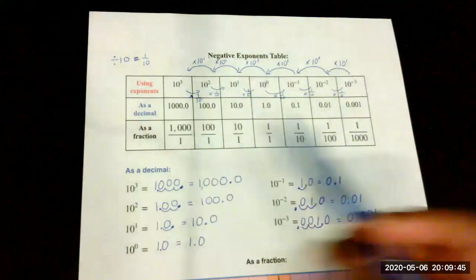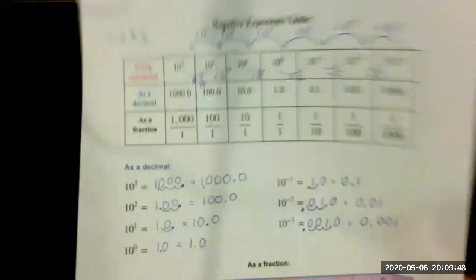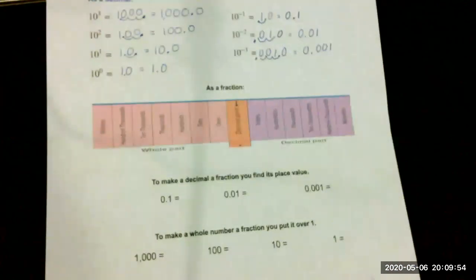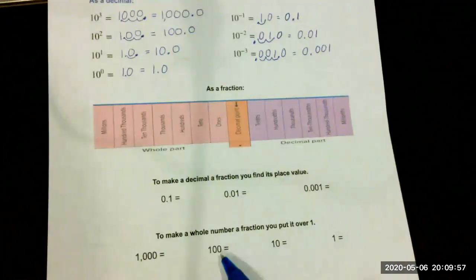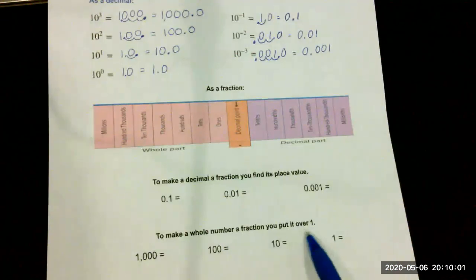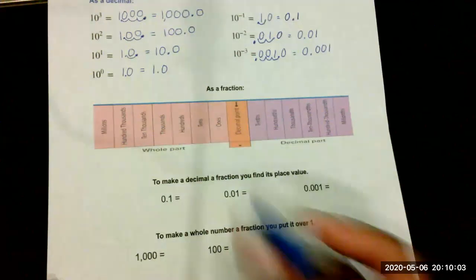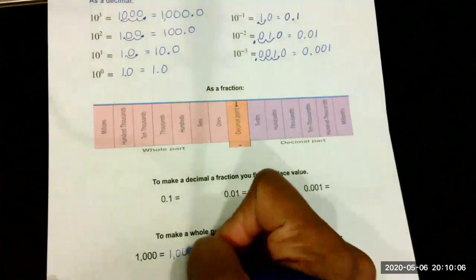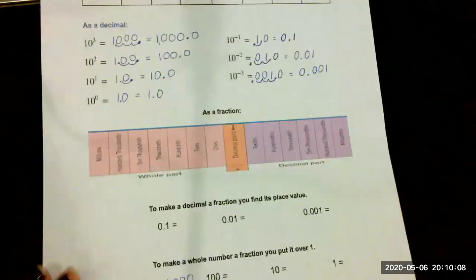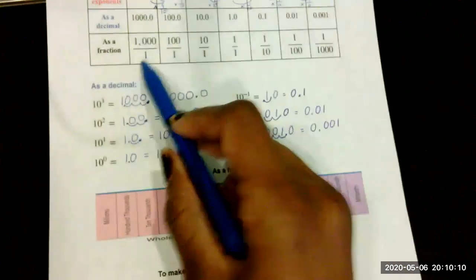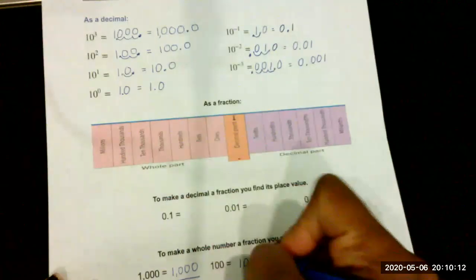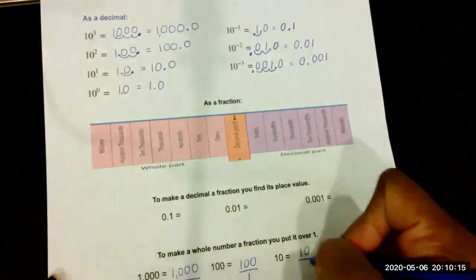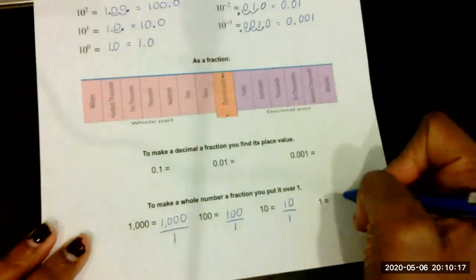So now we look here. I put a place value chart just in case you guys forgot that. Okay? So let's look at the bottom first, because this part you guys probably remember from the past. To make a whole number a fraction, you put it over 1. So 1,000, to make that as a fraction, it's just 1,000 over 1. And that's what we have in our table. To make 100 a fraction, it's just 100 over 1. 10 is just 10 over 1. And 1 would just be 1 over 1.